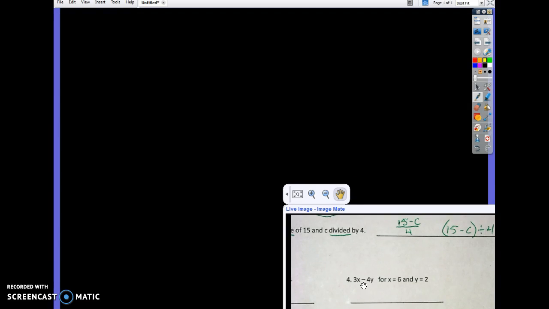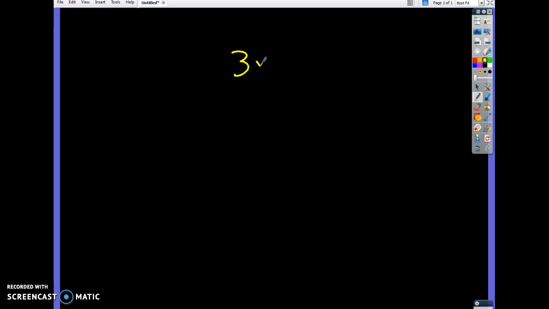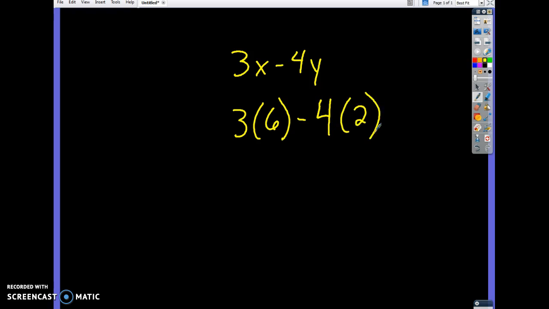Again, I've got 3 times x, x is 6, minus 4 times y, y is 2. 3x minus 4y. And again, we said that x is 6 and y is 2. 3 times x is 18. 4 times 2 is 8. 18 minus 8 will give us our answer.